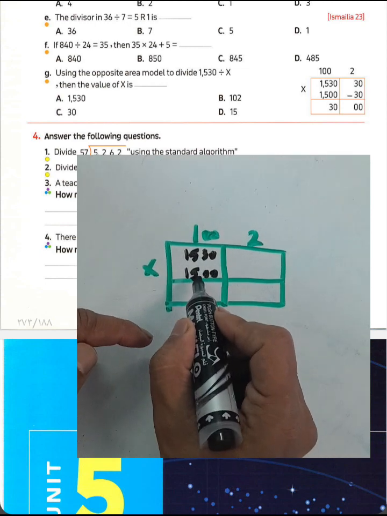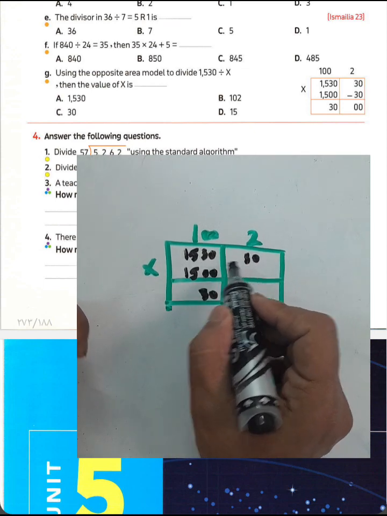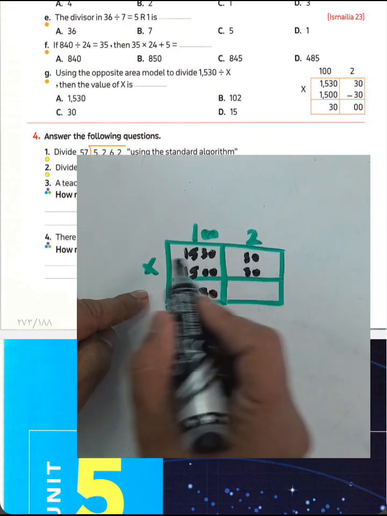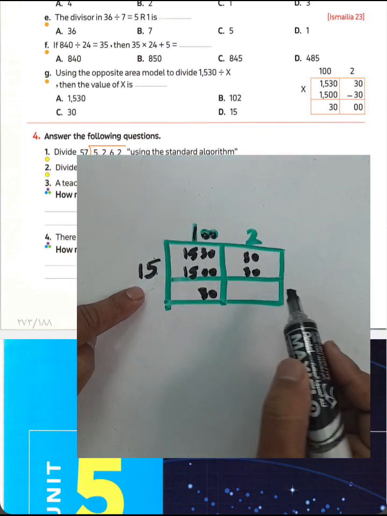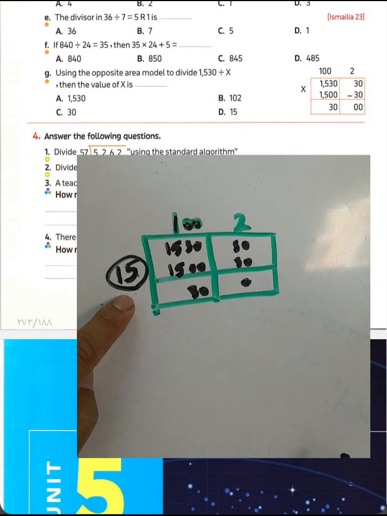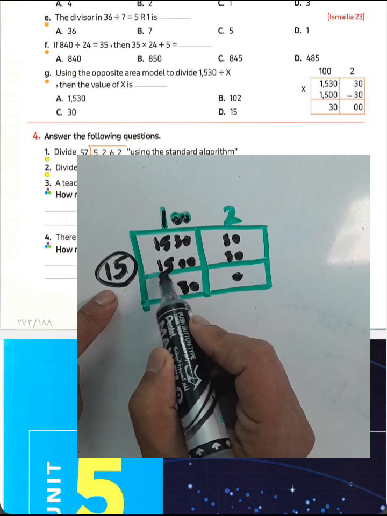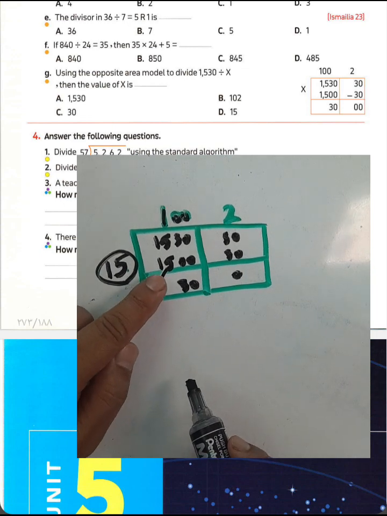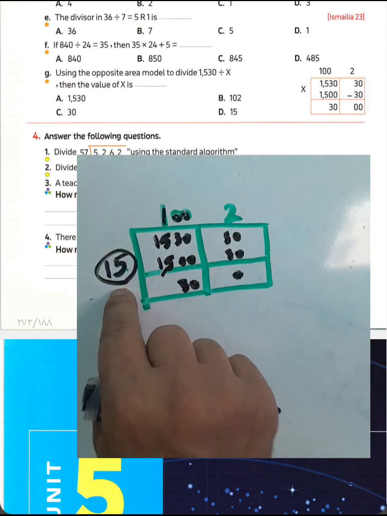And here 1500. The difference between them equals 30, and then write 30 again here. 2 times what equals 30? We know 2 times 15, so here 15, and 100 times 15 equals 1500. So the value of x equals 15. To find x, you must find the quotient of 1500 divided by 100, or 30 divided by 2. 30 divided by 2 equals 15.